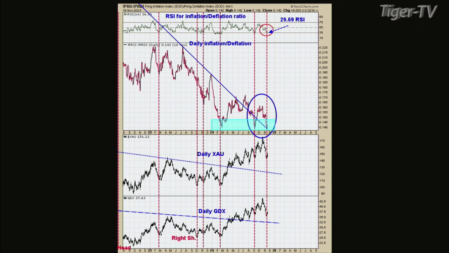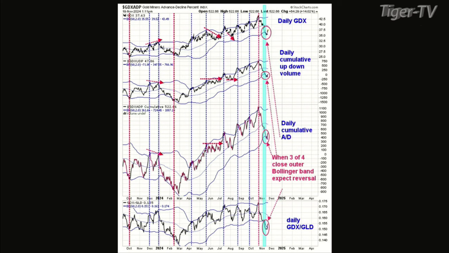Flip to chart two here. Or chart five. Yeah. The top one is GDX. The next window down is the GDX cumulative up-down volume. The next one lower is the cumulative advance-decline for GDX. And the bottom window is the GDX-GLD ratio. And I put Bollinger Bands on it, and it does a decent job picking highs and lows.